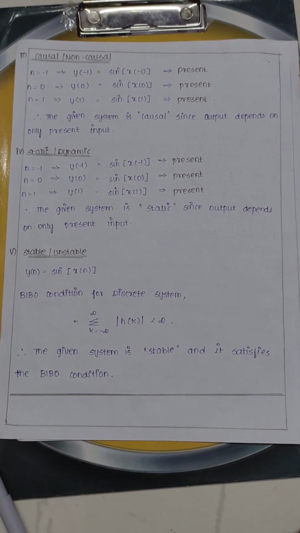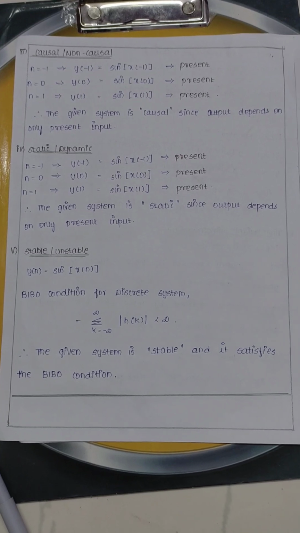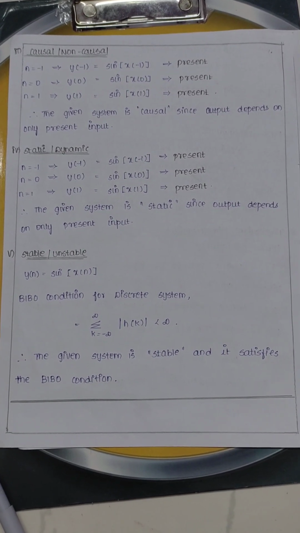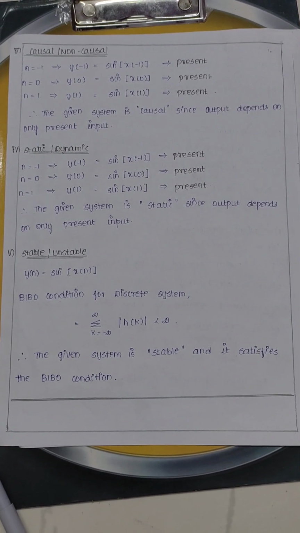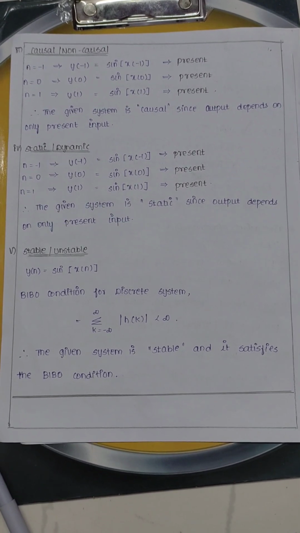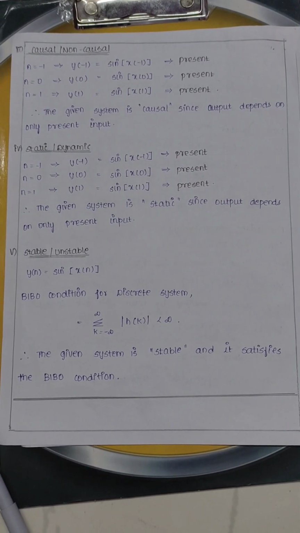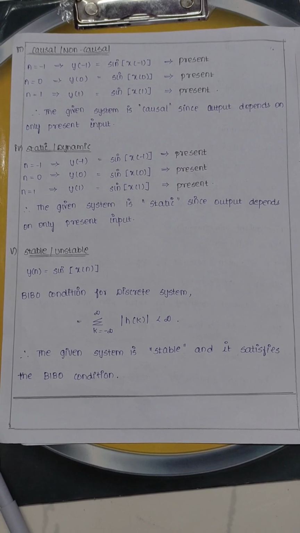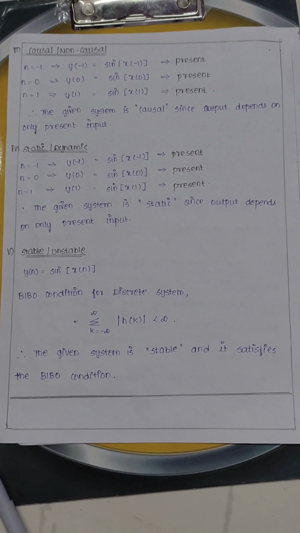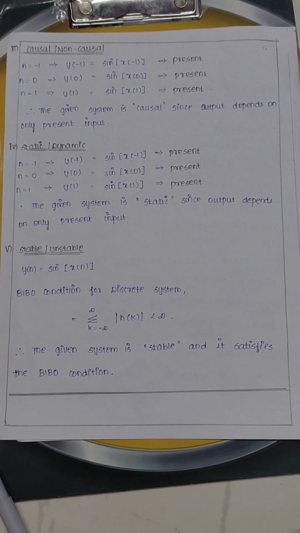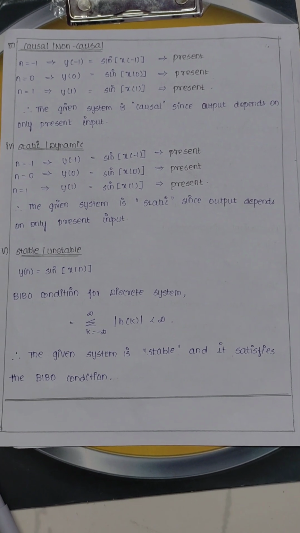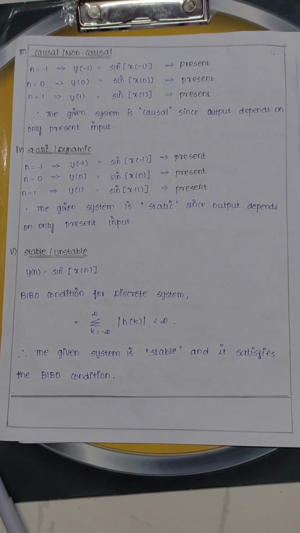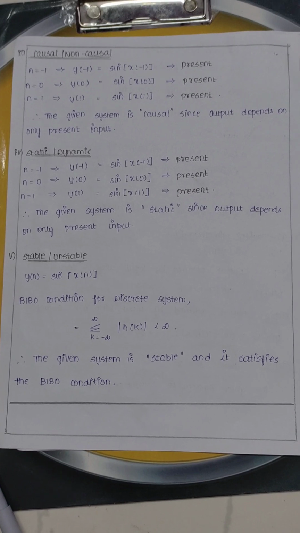Stable and unstable. We have the BIBO condition, which is called the bounded input, bounded output condition. The formula is summation of h of k, k equal to minus infinity to infinity, modulus of h of k less than infinity. If you substitute the x of n value from 0 to infinity, it will definitely vary with the function. So the given system satisfies the BIBO condition. The given system is said to be stable.